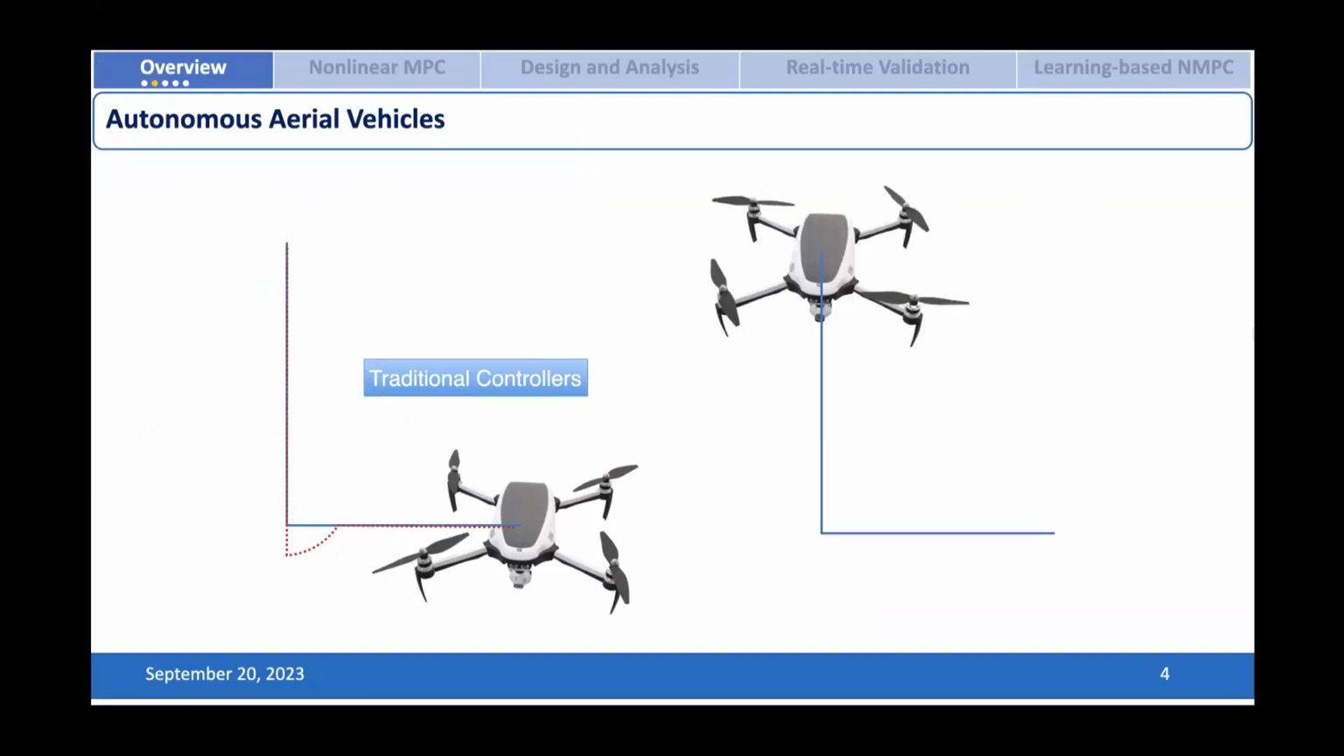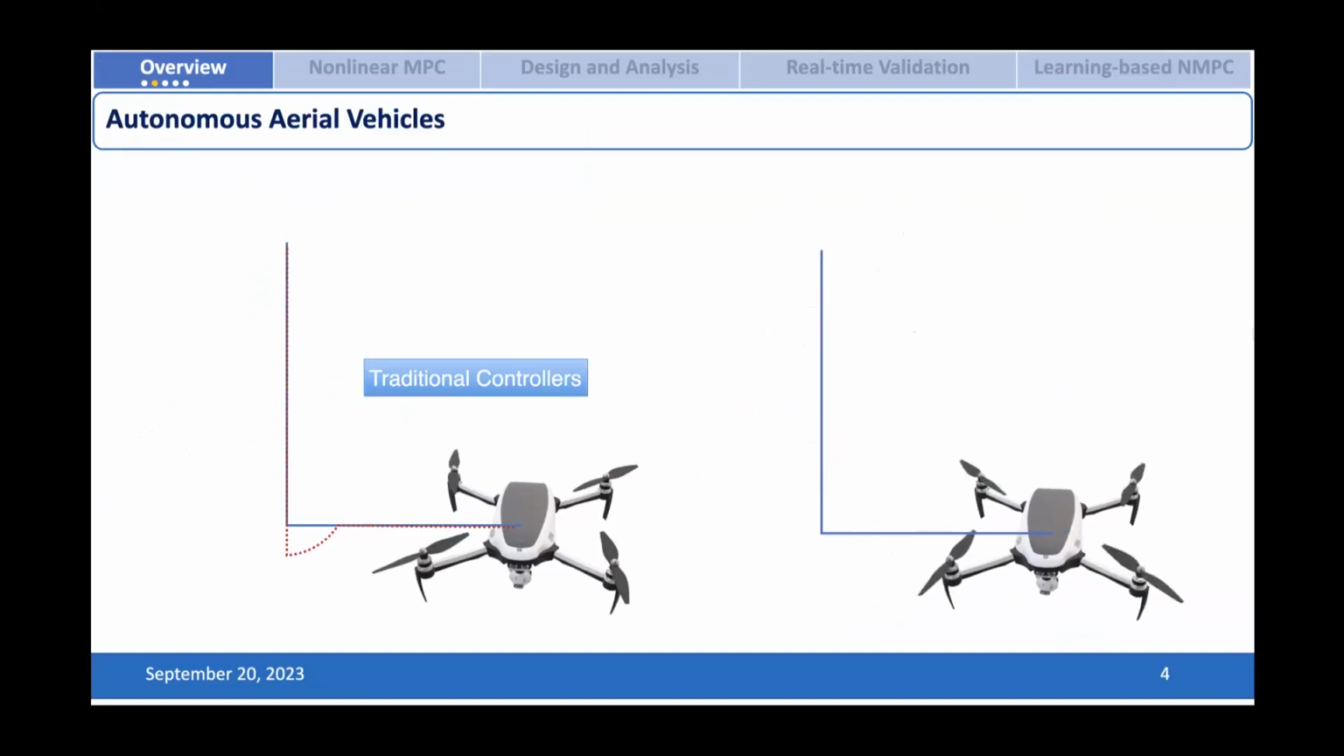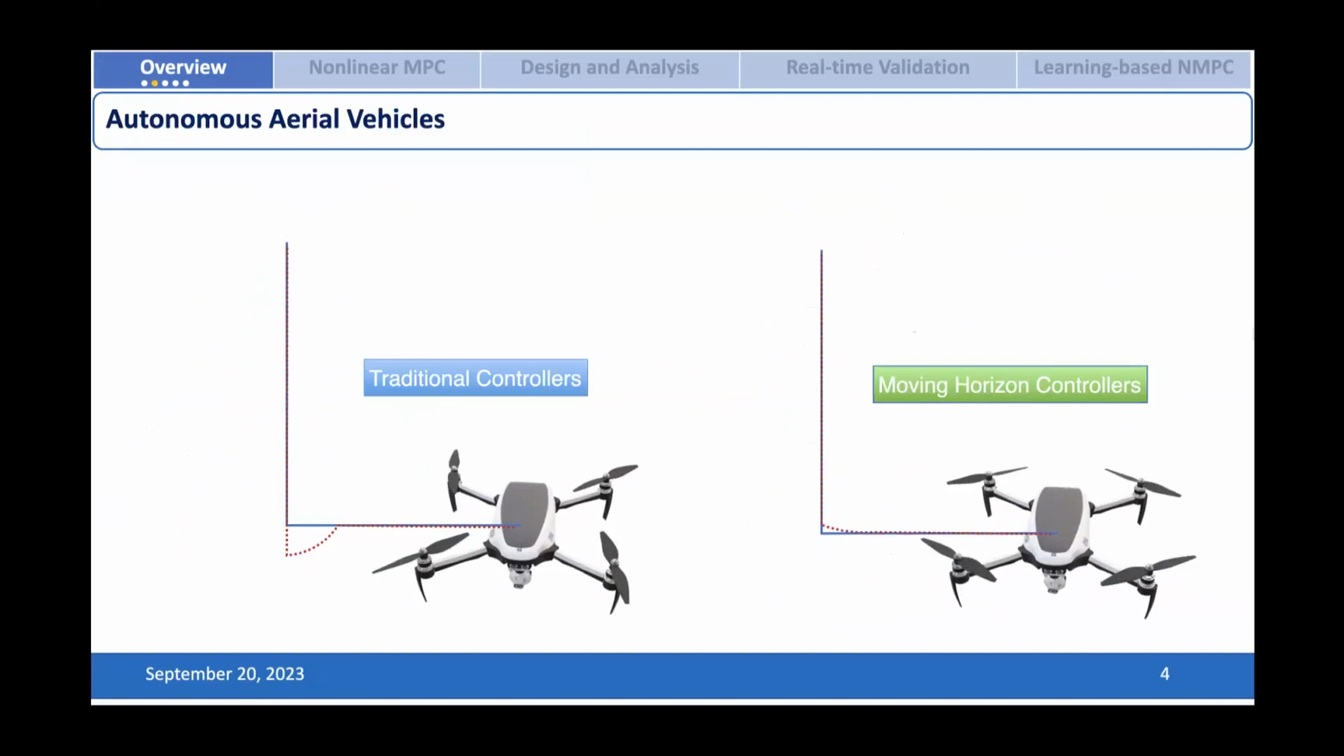But on the other hand, we could design the system and help the drone to look into the future, look a step ahead. In this case, the drone knows ahead that it should turn left, so it will smooth the trajectory before reaching there. And we call this moving horizon control, also known as model predictive control.